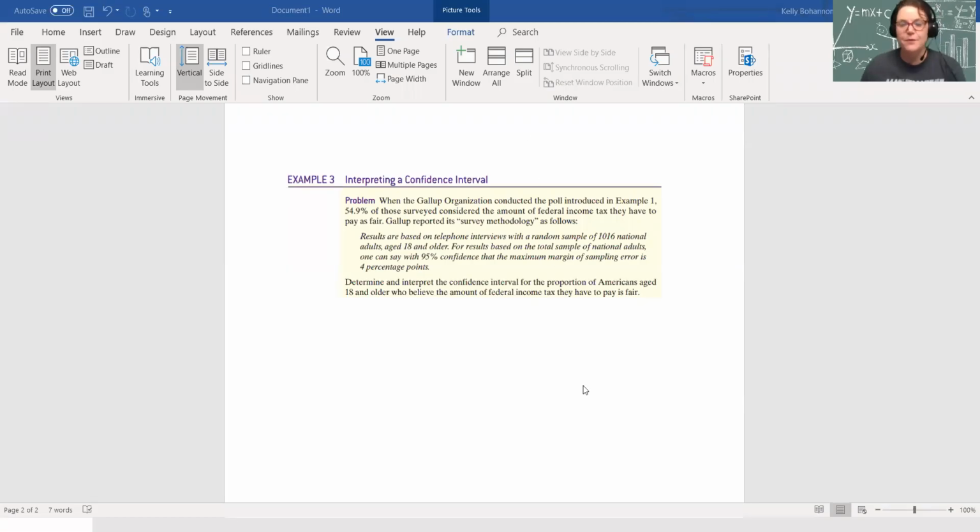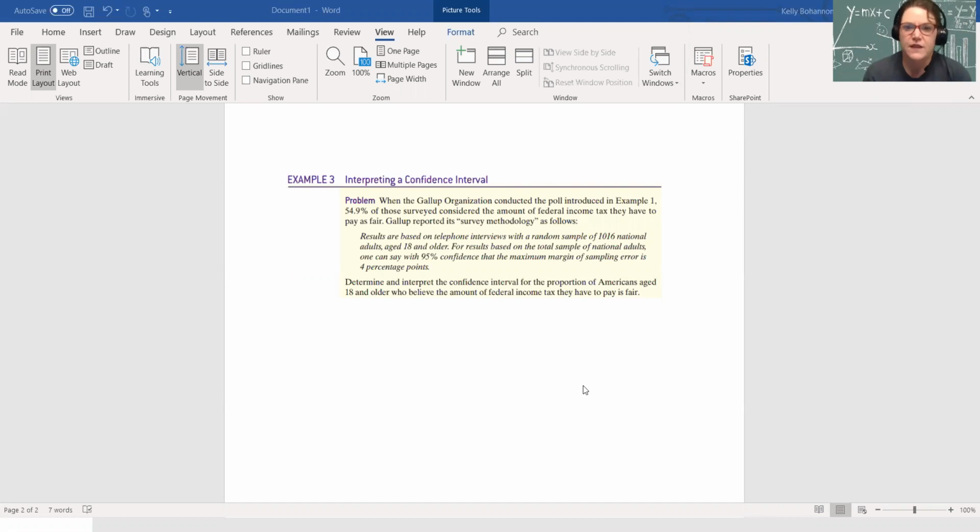This is example three. So now that you kind of understand what a confidence interval is, we're going to interpret a confidence interval. So probably on MyLabs Plus, when they get to this, it's going to be multiple choice, and you just have to make sure that you choose the right one. So here's our problem. When the Gallup organization conducted a poll, that poll introduced an example one, which I actually didn't end up doing, but you can go back and read it. It's super easy.